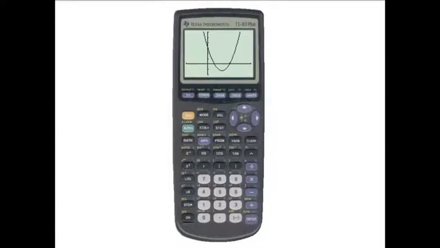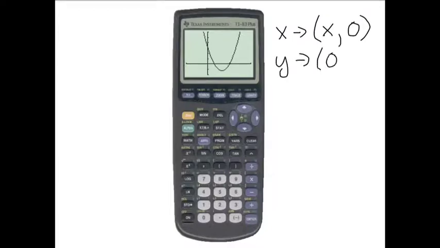Next up, what we have to do is determine the x and y intercepts of the graph. So remember, an x-intercept is going to have an x value of something, but the y is going to be 0. And for a y-intercept, you're going to have 0 for a value of x, but then you're going to have a y.